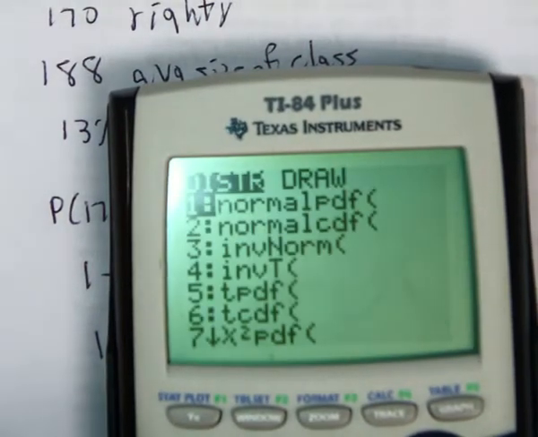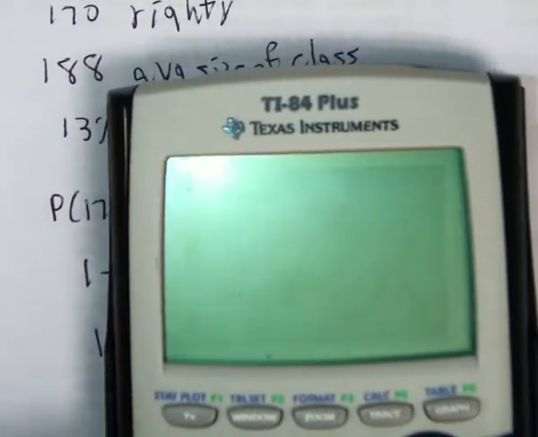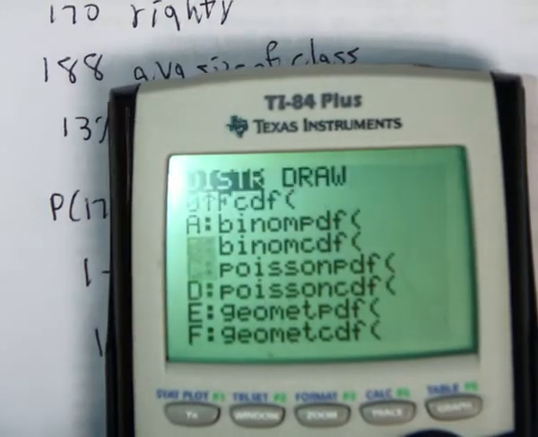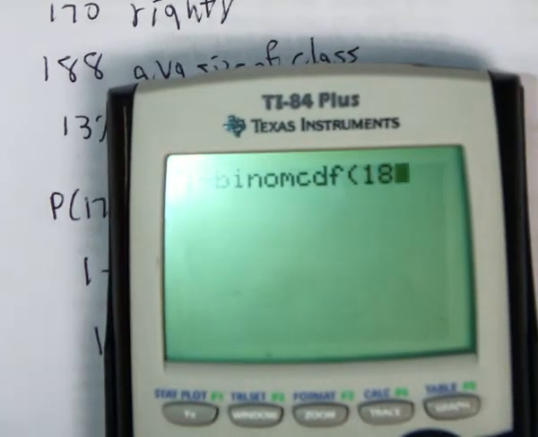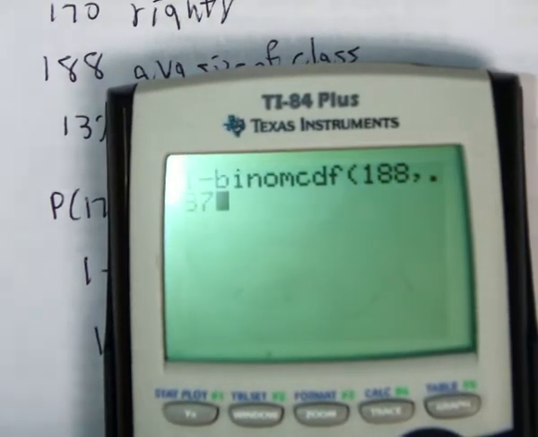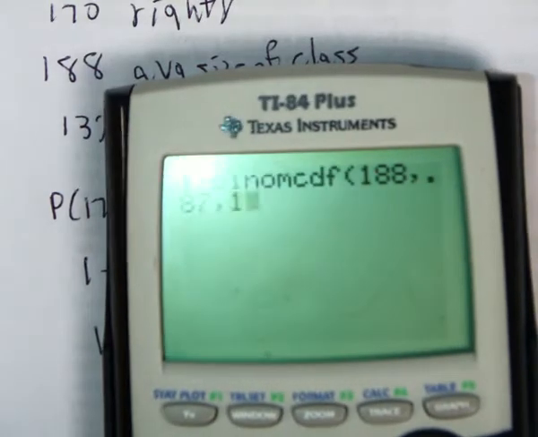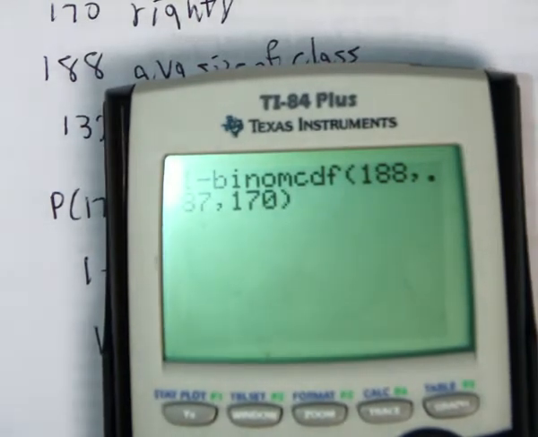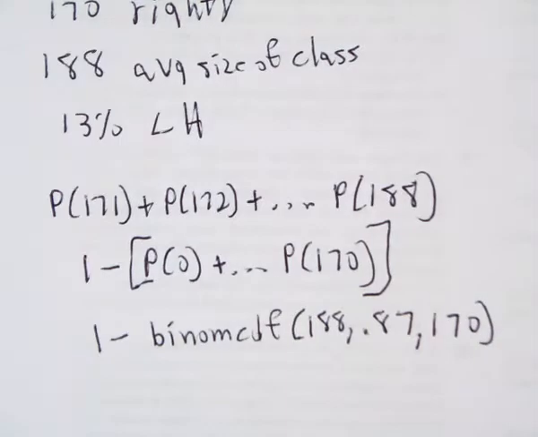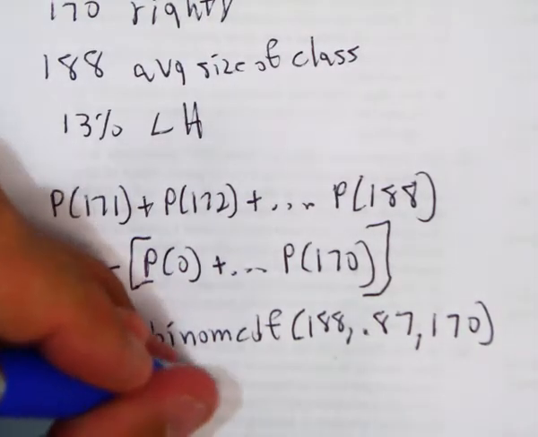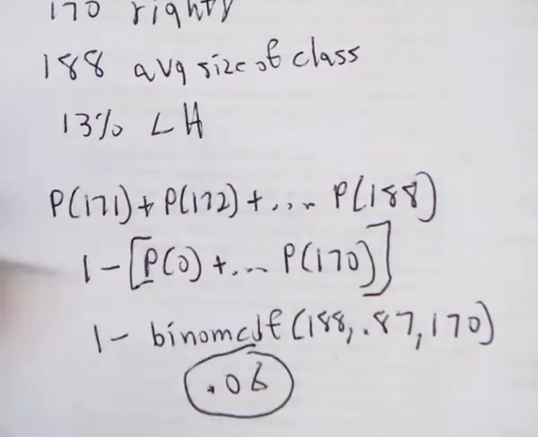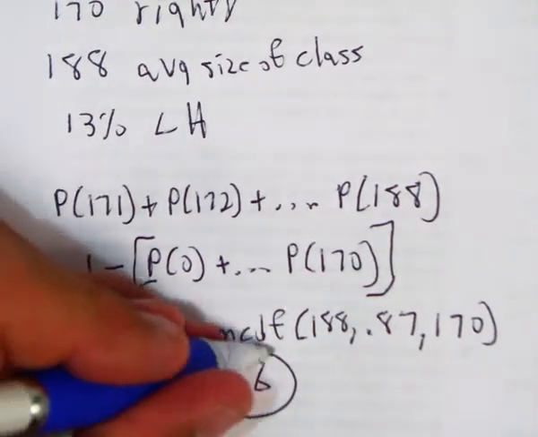So we're going to do 1 minus binom CDF. I'm going to say, okay, there's 188 people in the class, there's an 87% chance to be right-handed, and we want to sum up to 170, and that would be about 6%. But that's one way of doing the problem. Okay? And that is actually the most accurate way of doing it.